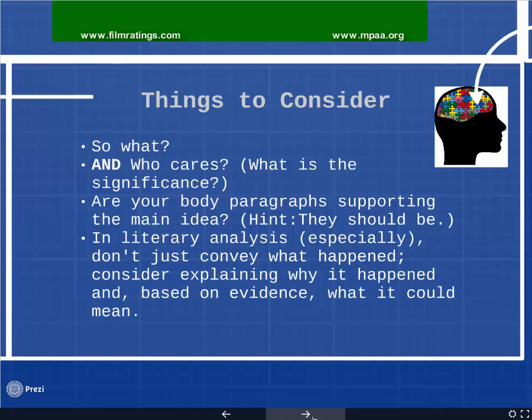So again, try to use concrete, specific language and be clear about the point that you're trying to make. Another thing to consider is, are your body paragraphs supporting the main idea? Basically, at any point in your essay, when you read something that occurs in the middle of it in the body paragraphs, ask yourself, is this supporting the central idea? And if it's not, then you're probably getting a little bit off topic.